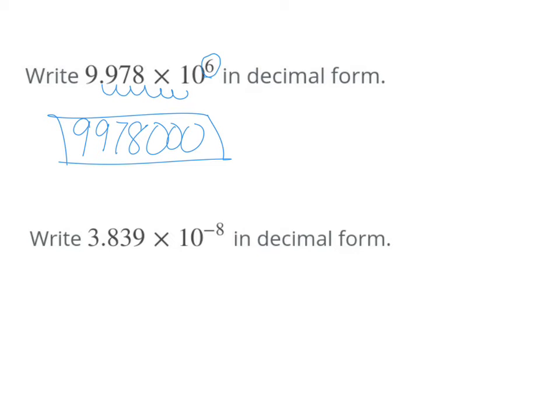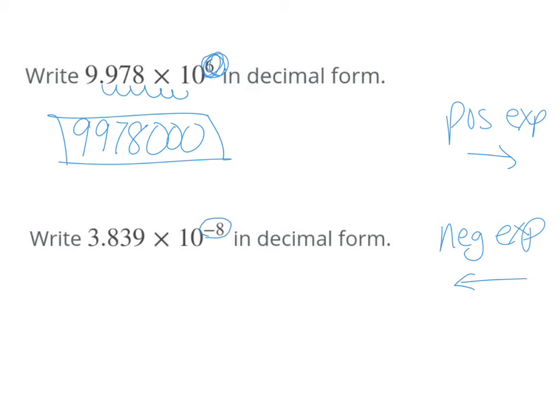All right, if you have this next problem where your exponent is negative, what that's telling you to do is actually divide by 10. Instead of moving your decimal to the right, you're going to move your decimal to the left. So positive exponents go to the right, and that exponent is that number up there. Negative exponents, you would move your decimal left. So in this case, I have to move it to the left 8 times. So I would move it to there.